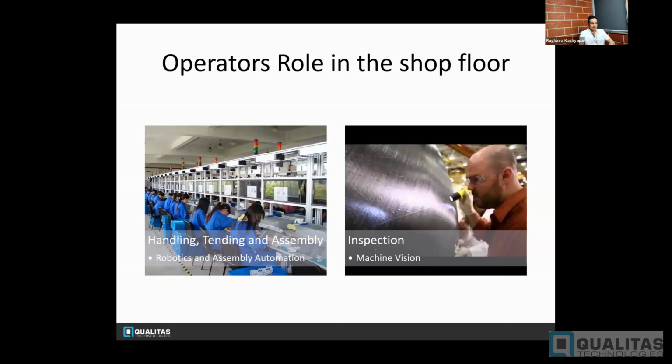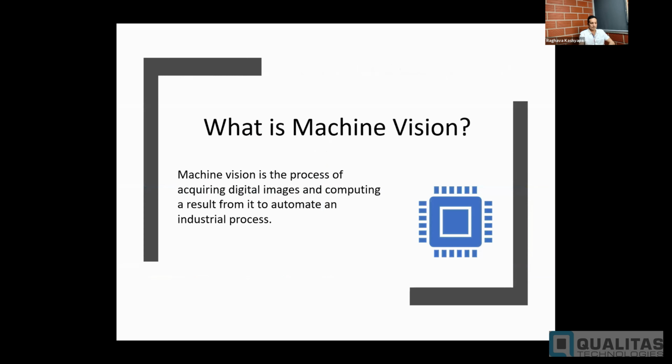So now, what is machine vision? Let's define what is machine vision. Machine vision is really the process of acquiring digital images and computing a result to automate an industrial process. So it's processing, it's software, right? When you say processing, it typically means image processing, and it's processing digital images, right? And why do you do that? It's to automate an industrial process, and that's really what machine vision is about.